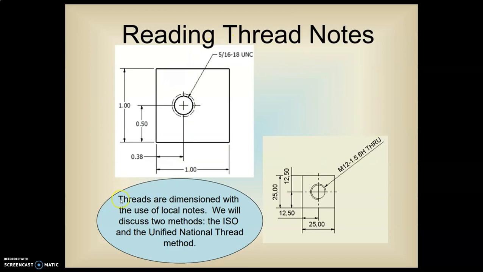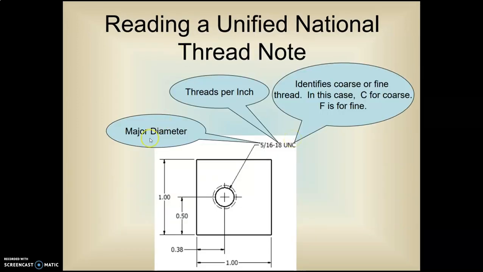Okay, a thread note. Threads are dimensioned with the use of local notes. Discuss 2 methods. We have the ISO and the UNC, the Unified National Thread. Here is a UNC. We point again to the, not again, but we point to the smaller hole this time. Okay, and then we put like 5/16-18 UNC, or we point to here and you'll see it's an M12-1.5 6H through.